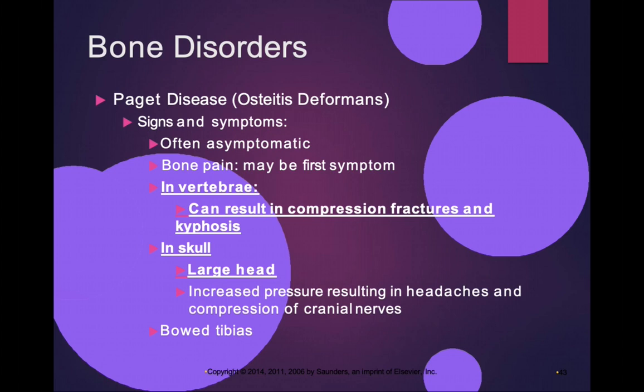In the skull, you'll see like a larger head. That's because the osteoblastic activity just thickens the skull. So a person may have trouble putting on a hat. It just doesn't fit anymore. The increased pressure can result in headaches and compression of the cranial nerves. That's a pretty bad complication of it. And plus, the bowed tibias also.